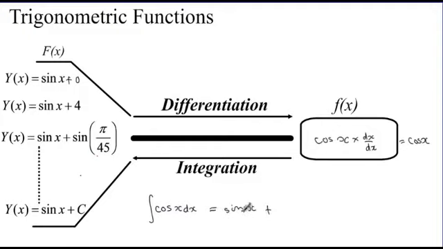Now, remembering that this derivative does not only come from sine x, it could come from sine x plus 0, sine x plus 4, or any other constant, we write that the integral of cos x, the function which differentiates to cos x, is sine x plus a constant c, a real number, standing for any constant which will be added to that function. Now, I hope that is clear.